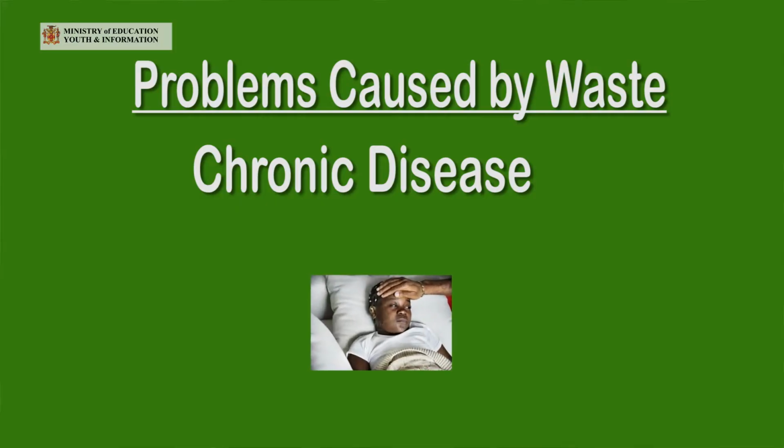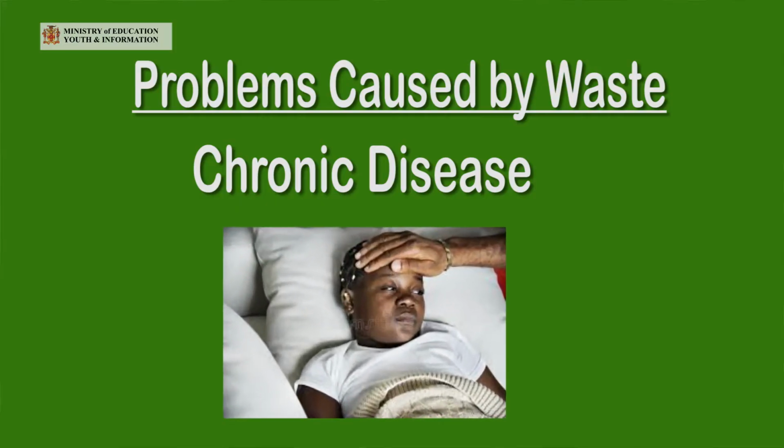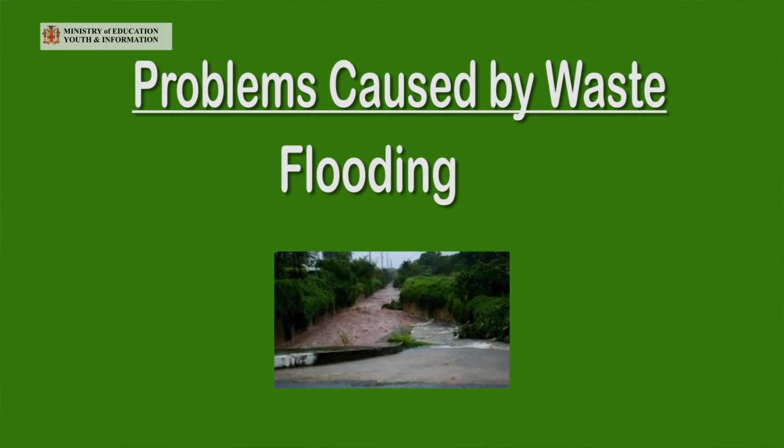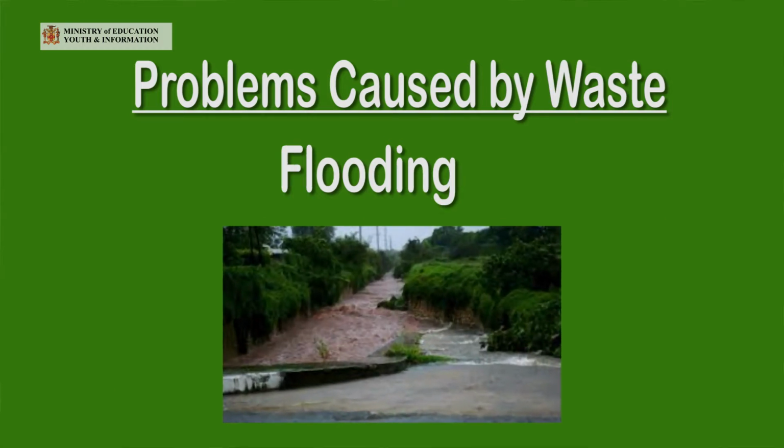Now, what are some of the problems in the environment as a result of waste? Now, one, it can cause chronic disease. Did you know that? Oh, yes. It can cause accidents as well. Did you know that? And it can also cause flooding. So, we are not supposed to throw out our trash. We're supposed to sort them, right? Very good.